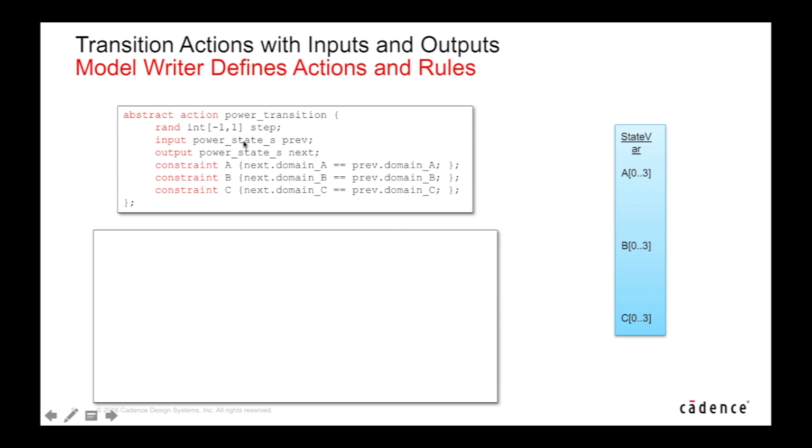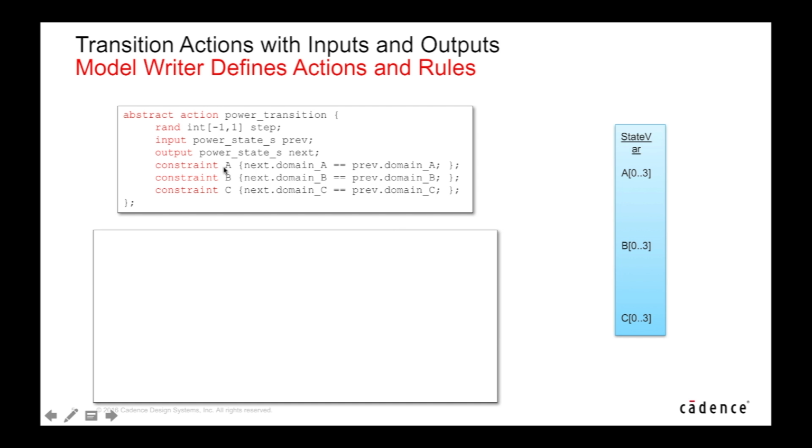We read in here the power state variable. Look at that, we're reading it in. That's an input, the previous value of a power state, and we're updating with the next level. So output power state. And we use a little trick here to say what we want to do. So by default, we have constraint A.